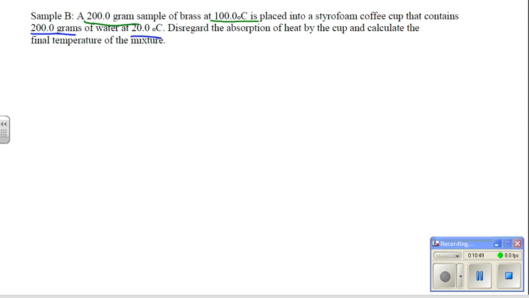Okay, so what I know is when I put them together, at some point they're going to equal out to a constant temperature. We call it equilibrium. So I'm going to use MCΔT equals negative MCΔT to solve for the final temperature that's reached.